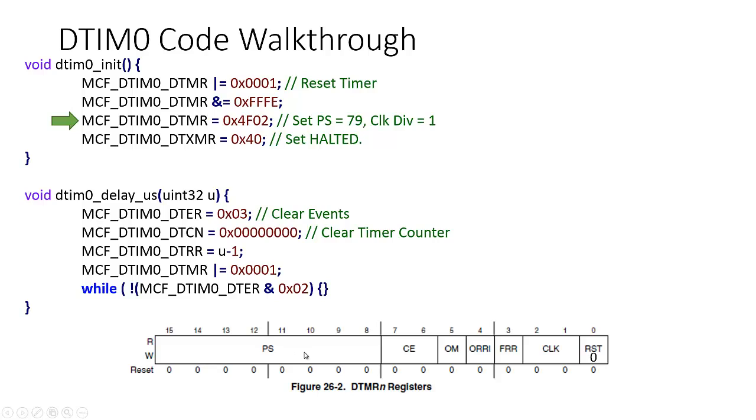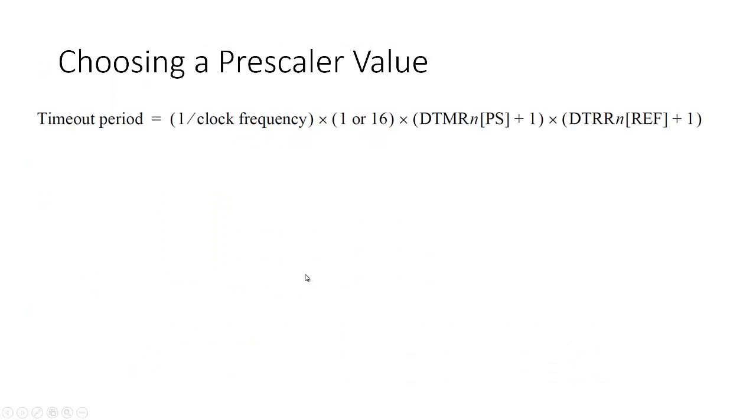And then we have the PS stage here. The PS stage is our prescaler. It's what we're dividing the raw clock by to get how often the timer is going to tick, right? And it gets set to this. So we have a 4, an F, and then a 2 in the lower nibble here. So let's look at how we calculated our prescaler value of 4F, right?